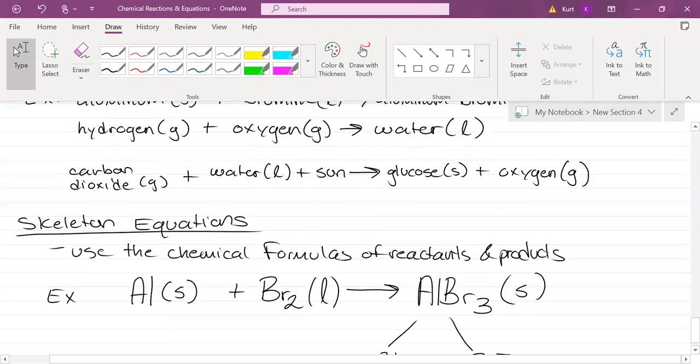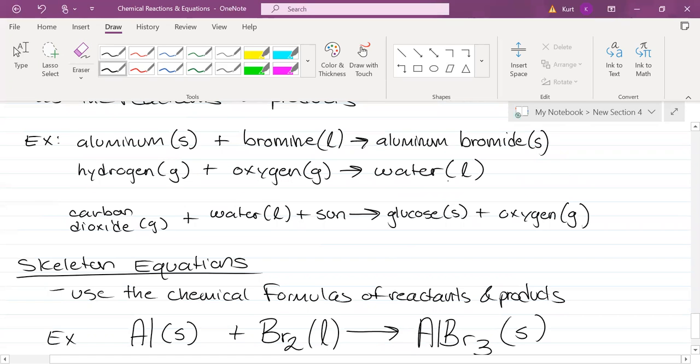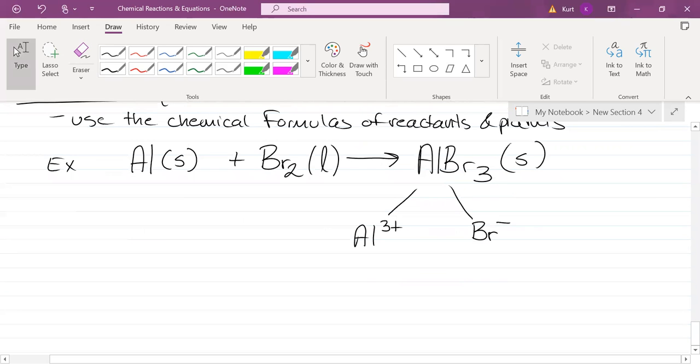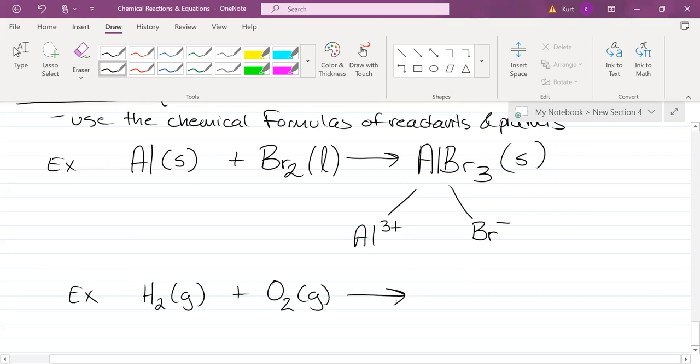All right. Let's do another example. I did hydrogen and oxygen produce water. What do I write for hydrogen? H2. Very good. What do I write for oxygen? O2, very good. What do I write for water? H2O.